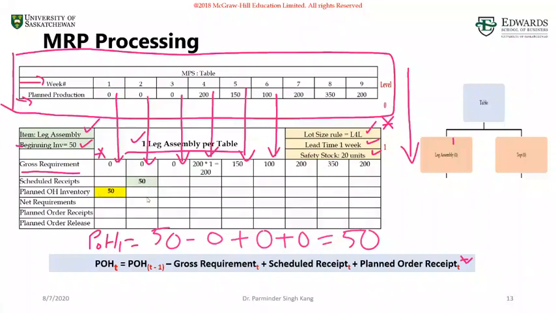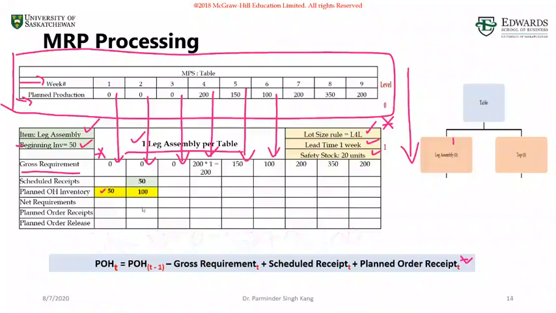We'll now go to week 2. For week 2, I have planned on-hand from week 1, which is 50. Gross requirement again 0. Now we have a scheduled receipt for week 2, which is 50 units. These units were planned previously in the previous period, and your supplier is going to deliver this in this particular week. So we'll account for those, and there's no order release. That will give me the planned on-hand as 100 units.